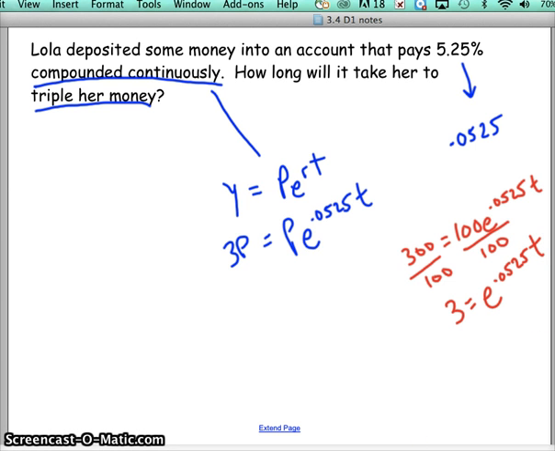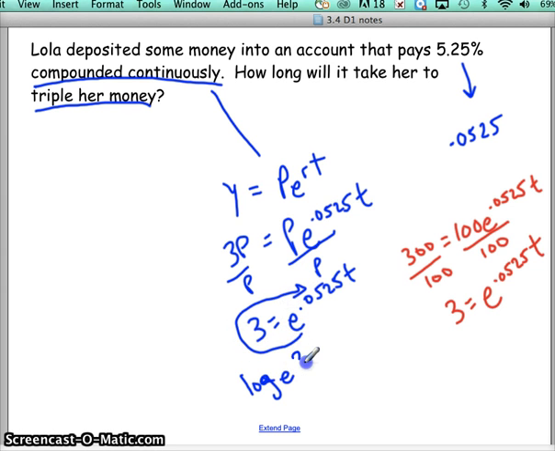The same thing is going to happen if I divide by P. I'm still going to get a 3. So it doesn't matter whether you make up an initial amount or if you just leave it as a P and then put a 3P over here. Okay, now we're going to continue the problem. So it's an exponent. When we swoop it, it's going to turn into a log. So log base e of 3 equals 0.0525t.